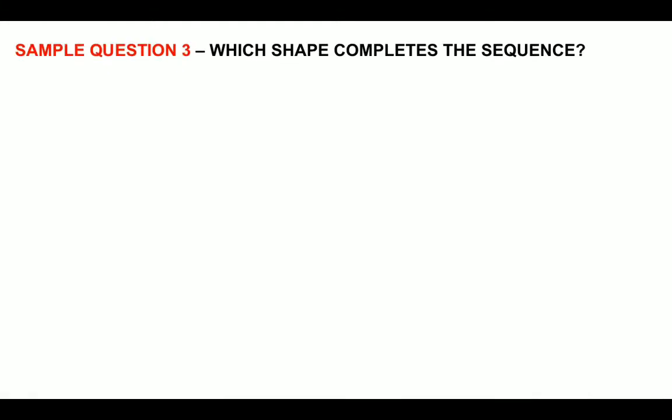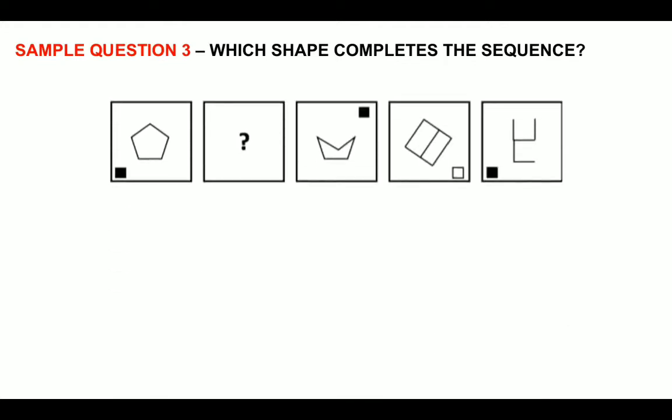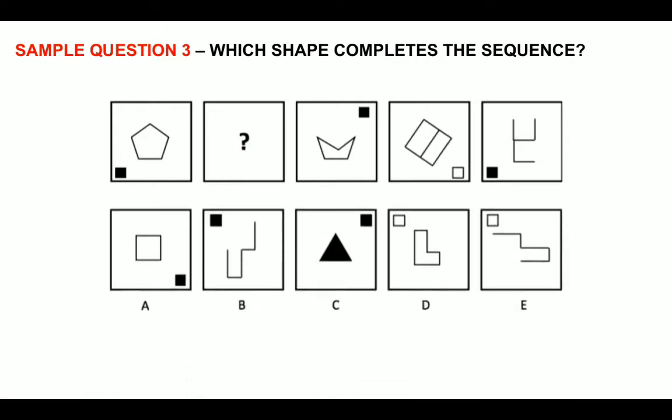Okay, question number 3. Which shape completes the sequence? Now, this is a bit of a tricky one, because if you notice there, they're asking us to find out what goes there, not what comes next in the sequence, but what completes it. And this is another variation of an abstract reasoning test. So these are the options there, A, B, C, D or E.